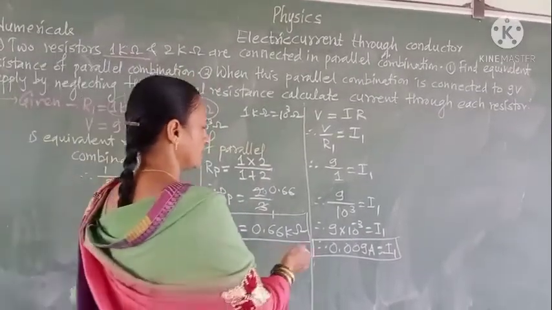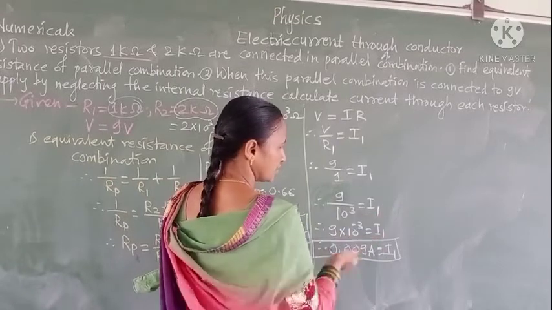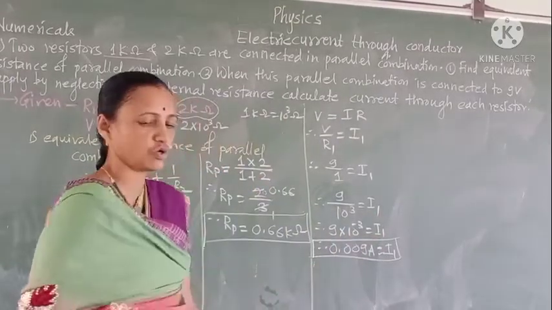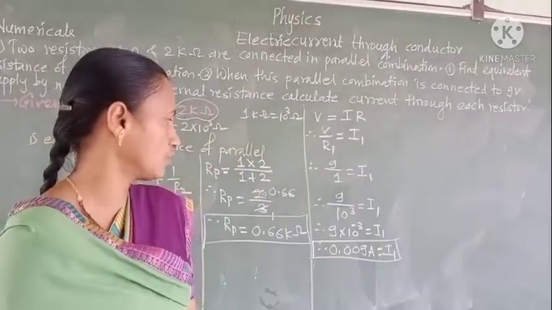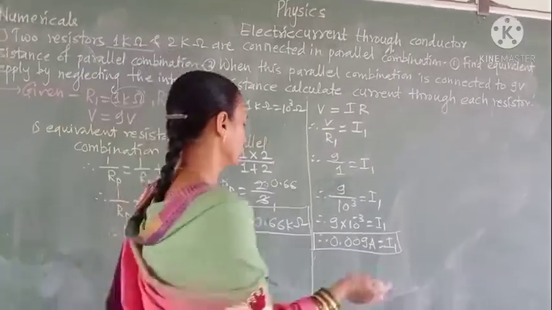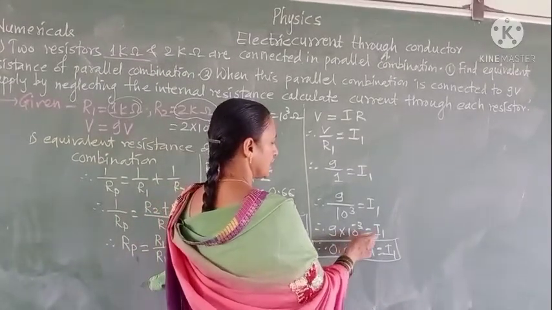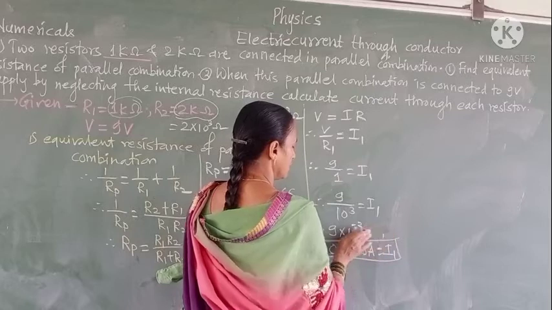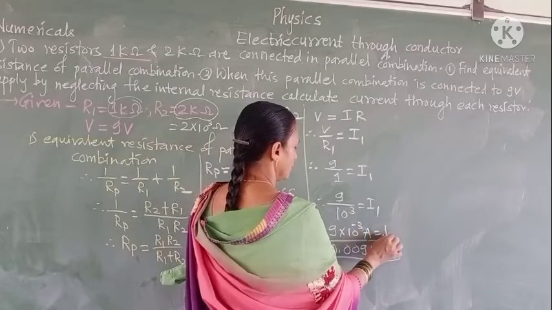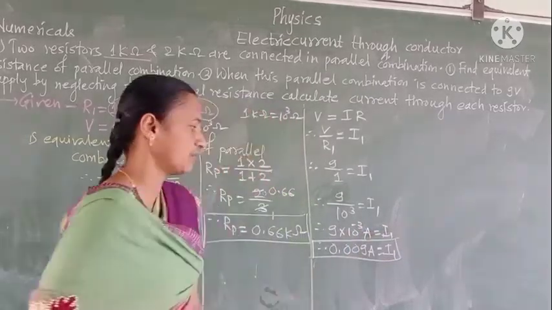Means here we have 9 into 10 raised to minus 3, or 0.009 ampere, which is equal to I1.